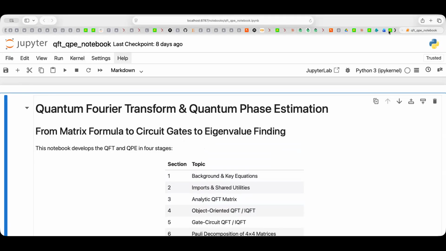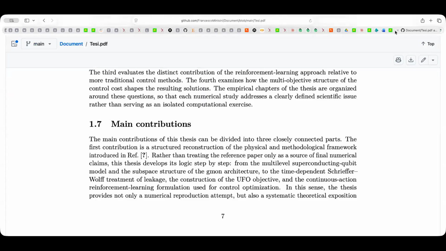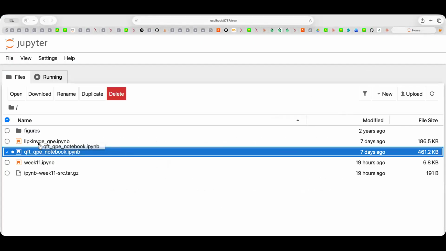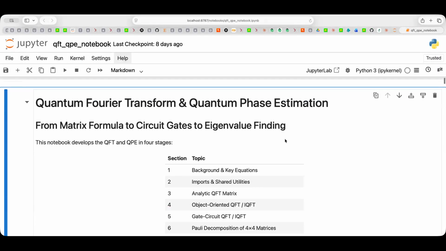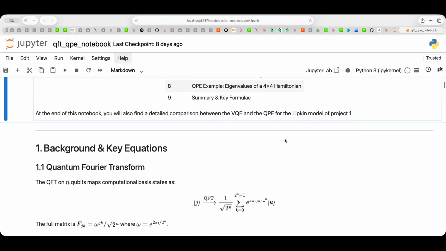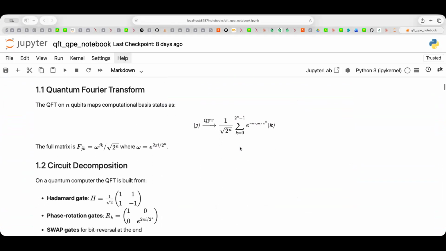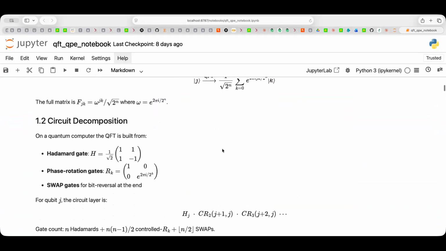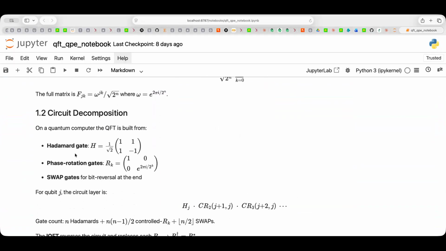There is also another notebook, which implements the Lipkin model with the VQE, but I will not discuss that one. Let's go back to the QFT and QPE notebook. The first part is just the quantum Fourier transform as we have been discussing it. It contains Hadamard gates, the phase rotation, and the swap gates for bit reversal at the end. These are the ingredients which are encoded here.